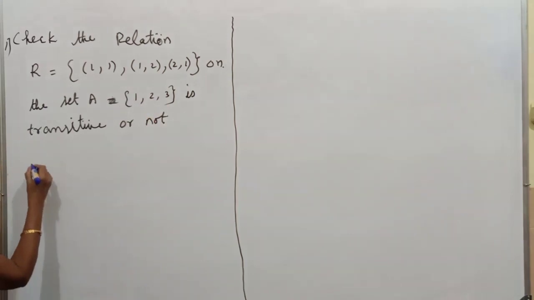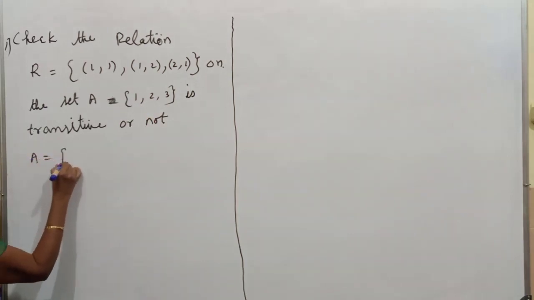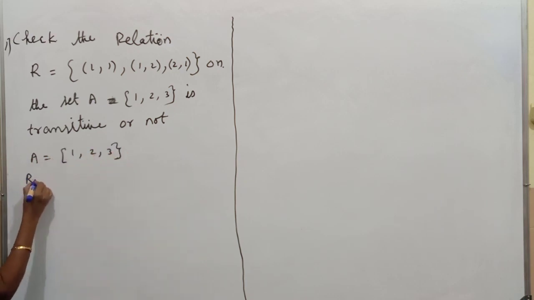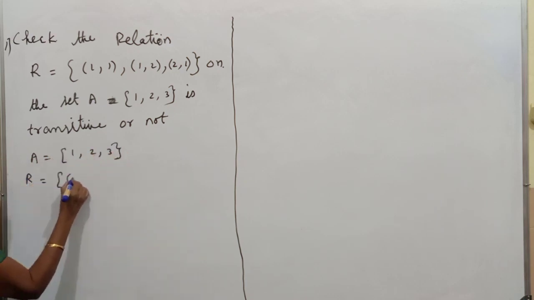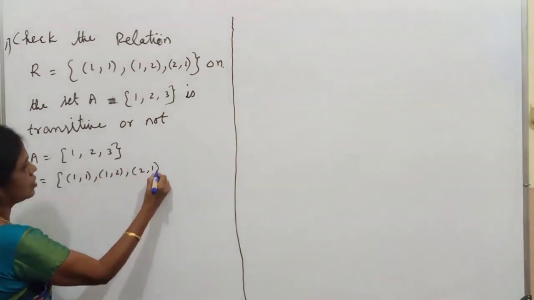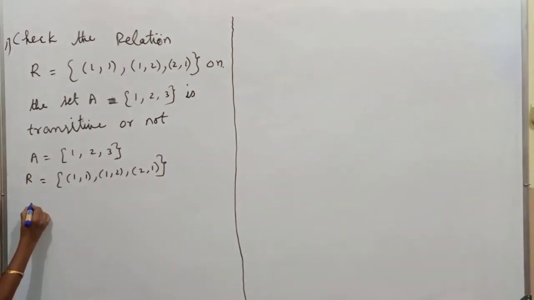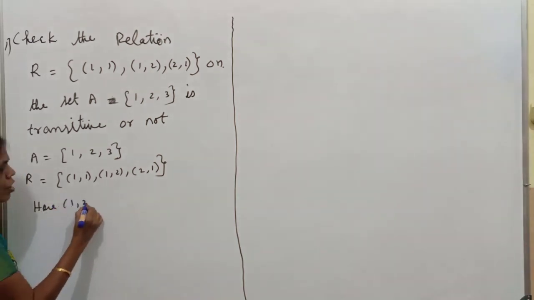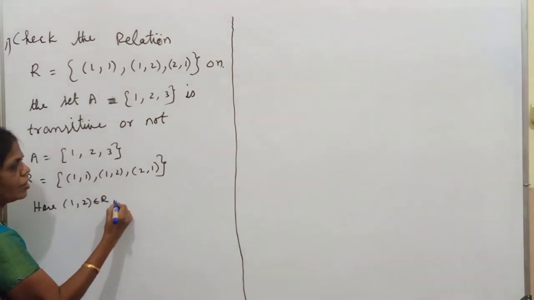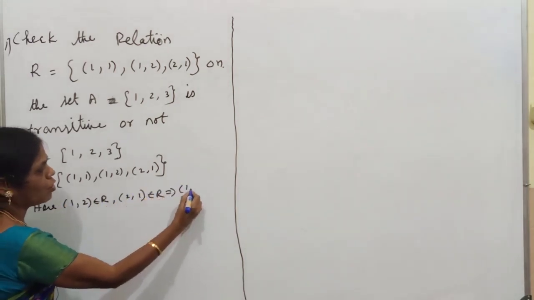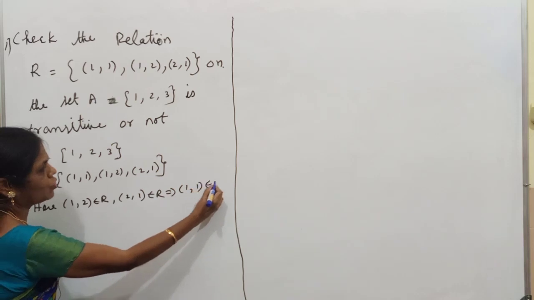Right. Now let's see what is the given set. {1, 2, 3}. Let's write the relation. Here we have to check whether it is transitive or not. Here (1, 2) belongs to R, (2, 1) belongs to R, implies (1, 1) belongs to R.